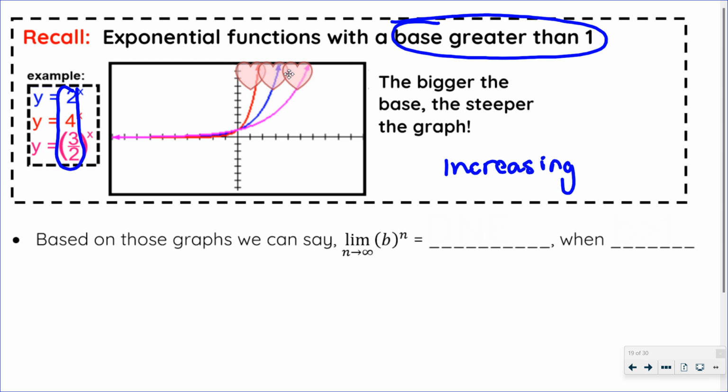In fact, the limit as n approaches infinity of b to the n, where the base is greater than 1, does not exist because it doesn't approach a specific value.